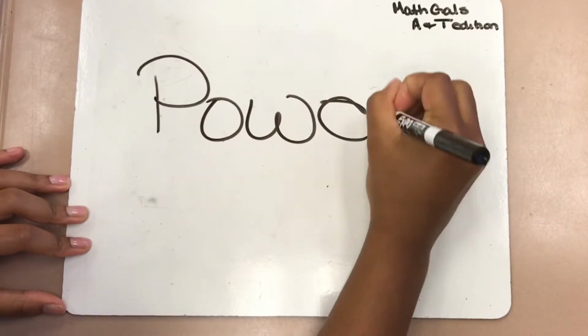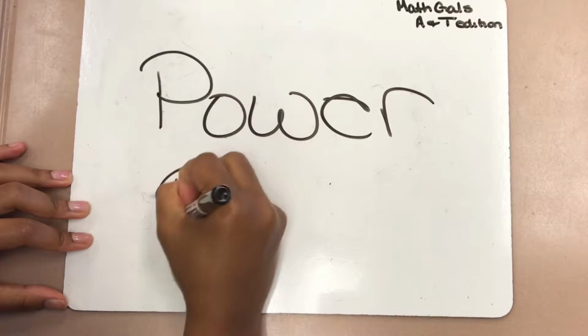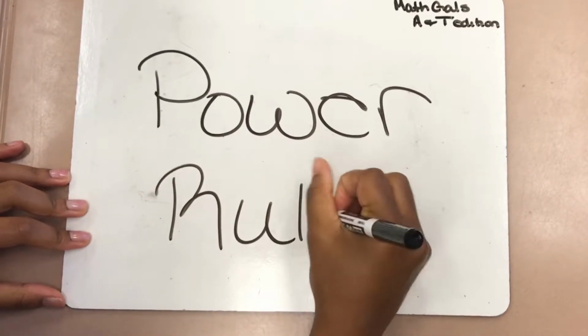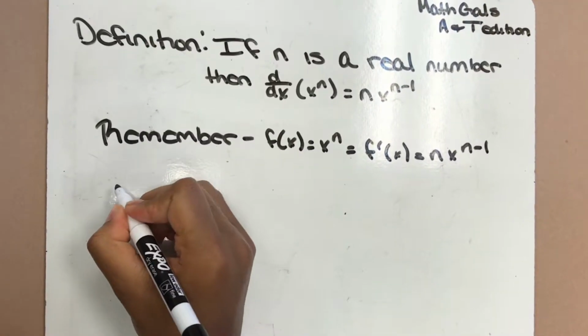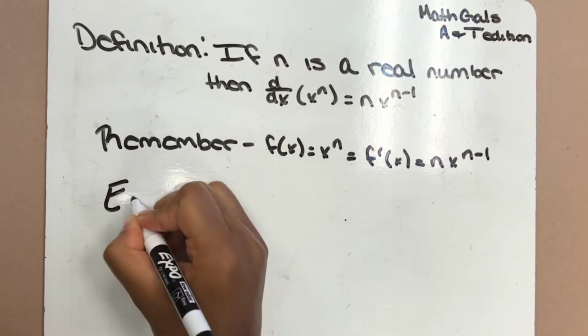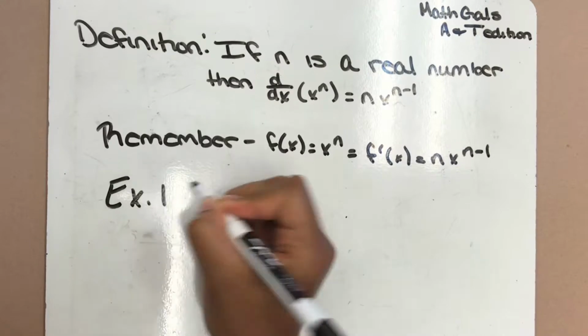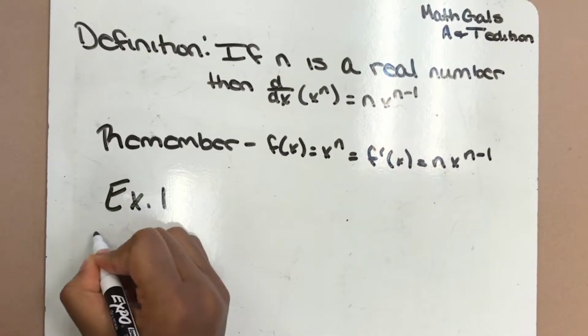Today we will be discussing how to find the derivative using the power rule. The definition of the derivative is: if n is a real number, then the derivative of x to the n equals n times x to the n minus 1.